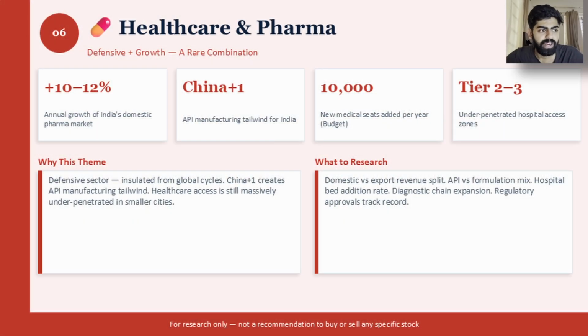And finally, if I talk about a few more themes, healthcare and pharma: the budget adds 10,000 medical college seats per year. India's domestic pharmaceutical market is growing at 10 to 12% annually. Generic drug export remains a key revenue stream for us. So the areas we are focusing on here are hospitals and diagnostic chains, medical devices, and API manufacturers.